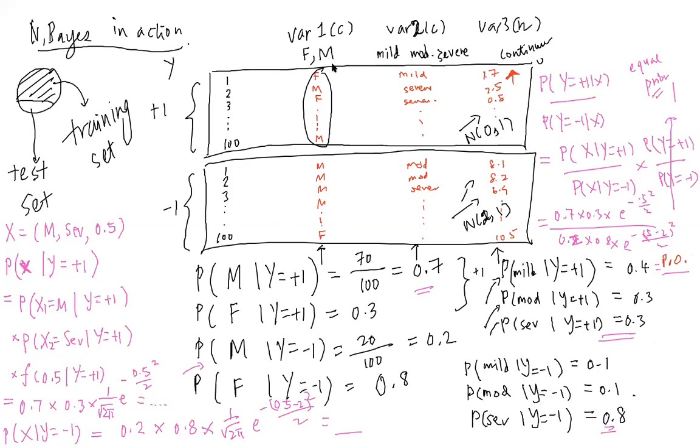if you want to find y equals plus one given x, the posterior probability for plus one, this will be from what we did just now: posterior odds over one plus posterior odds. And the other one is just the complement, so this is basically just one over one plus the posterior odds. All right, so this is how the calculation is done.